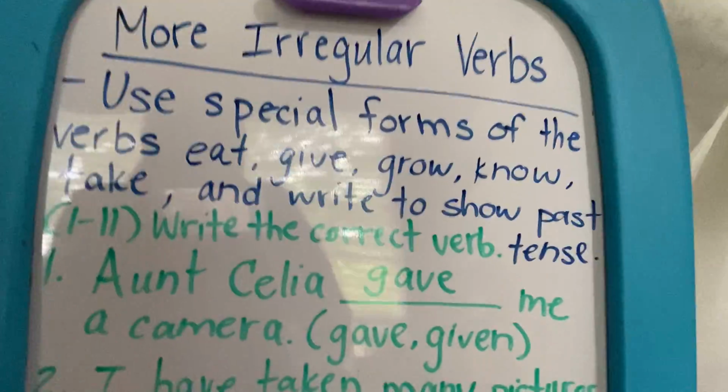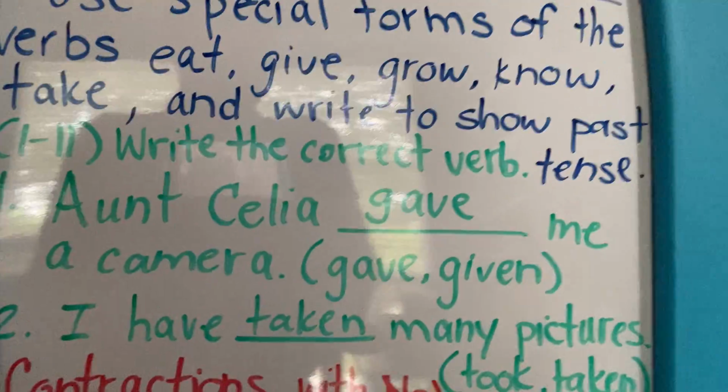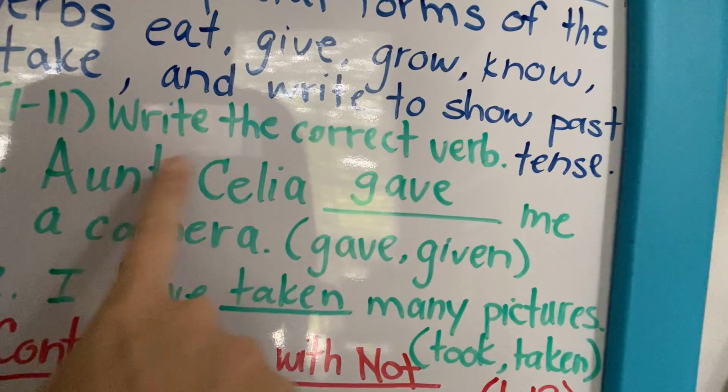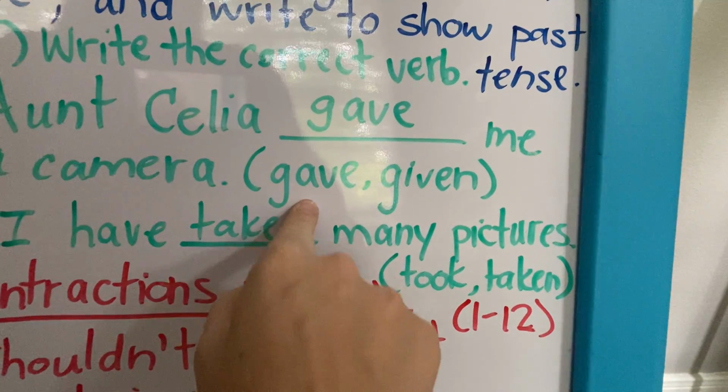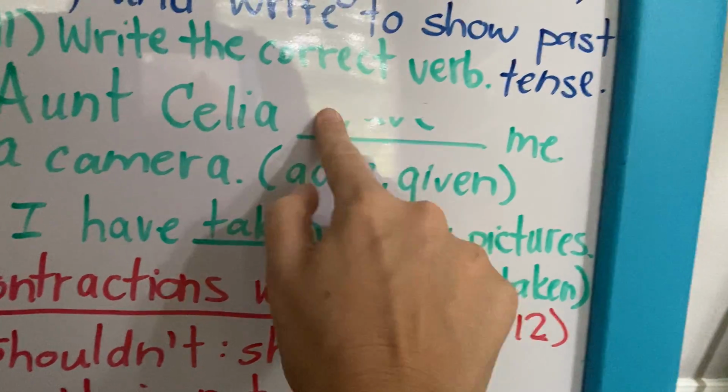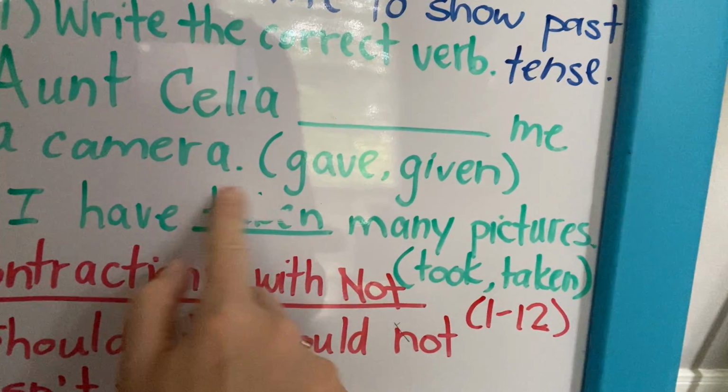Okay, so what I want you guys to do is for the first part, you're going to complete each sentence. You're going to write the correct form of the irregular verb in parentheses. So for example, for 1 through 11, you're going to write the correct verb. So for the first one, Aunt Celia blank me a camera. So is it going to be gave or given? So you have to think about that, okay?